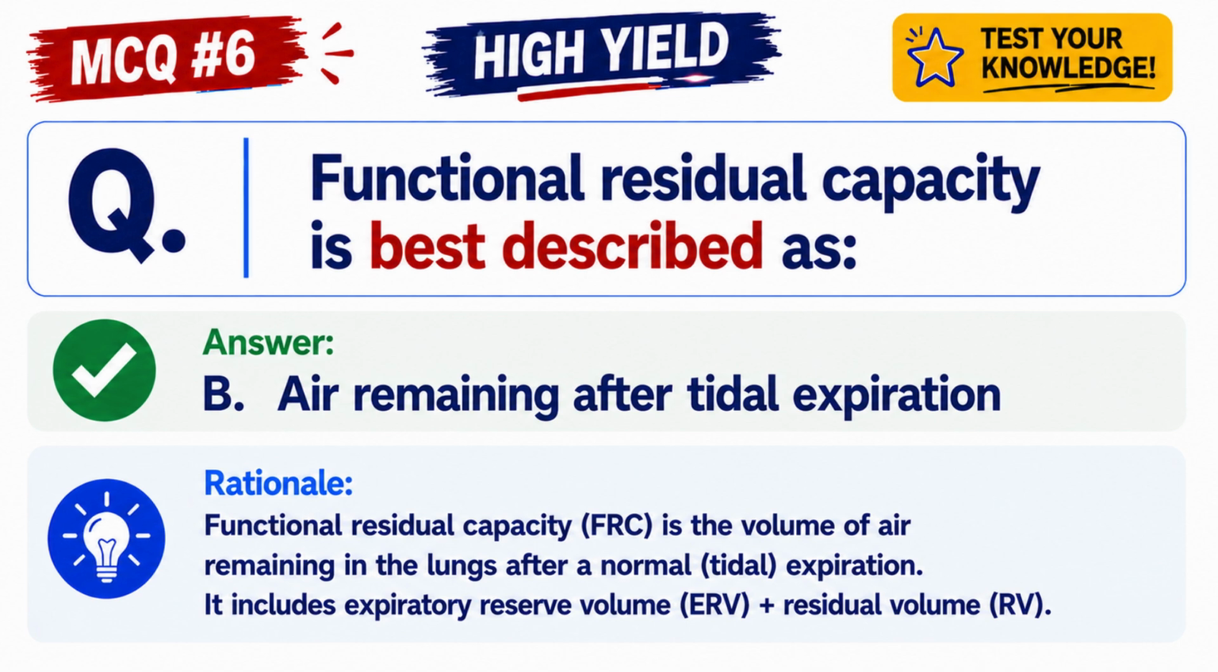Smaller FRC, faster desaturation. This is why everything that reduces FRC, obesity, pregnancy, supine position, general anesthesia, reduces the safe apnea window. And this is why pre-oxygenation matters. You are filling that FRC reservoir with pure oxygen, maximizing the time available before desaturation occurs. FRC, resting equilibrium, oxygen reservoir, the most important lung volume in anesthesia.